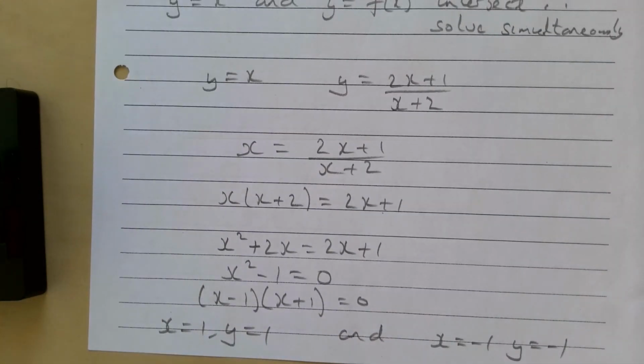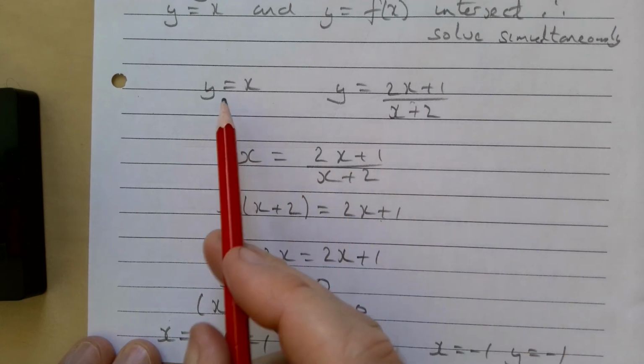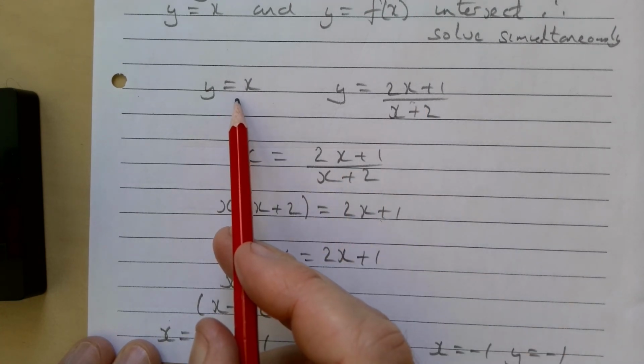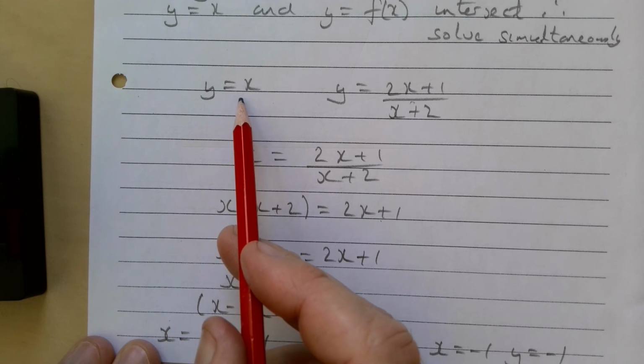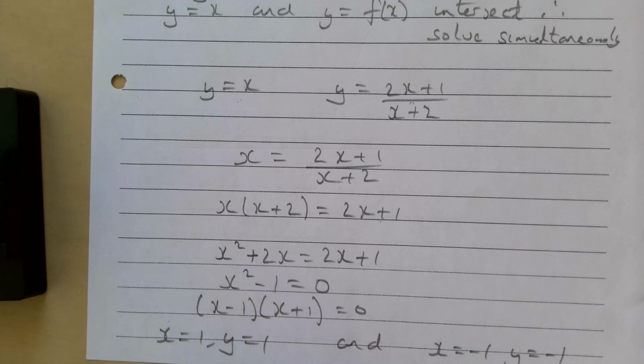So the points, that's showing where this graph intersects with the line y equals x, and of course where the line y equals x crosses this graph is the same as where the inverse function crosses the graph as well. So it's a very useful technique for sketching graphs of inverse functions. So we could end up then with that.